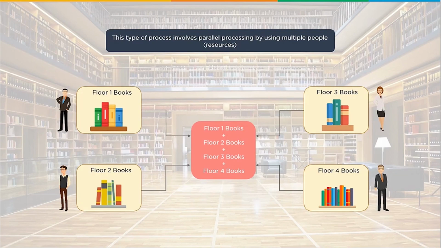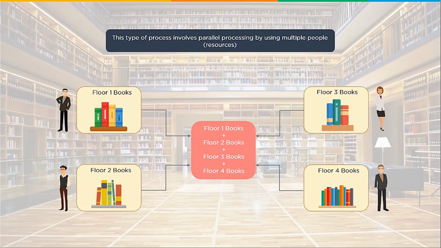So when you say parallel processing in technical terms, you're talking about using multiple machines, and each machine would be contributing its RAM and CPU cores for processing, and your data would be processed on multiple machines at the same time. Now, this type of process involves parallel processing in our case, or in our library example, where you would have person 1 who would be taking care of books on floor 1 and counting them, person 2 on floor 2, then you have someone on floor 3 and someone on floor 4.